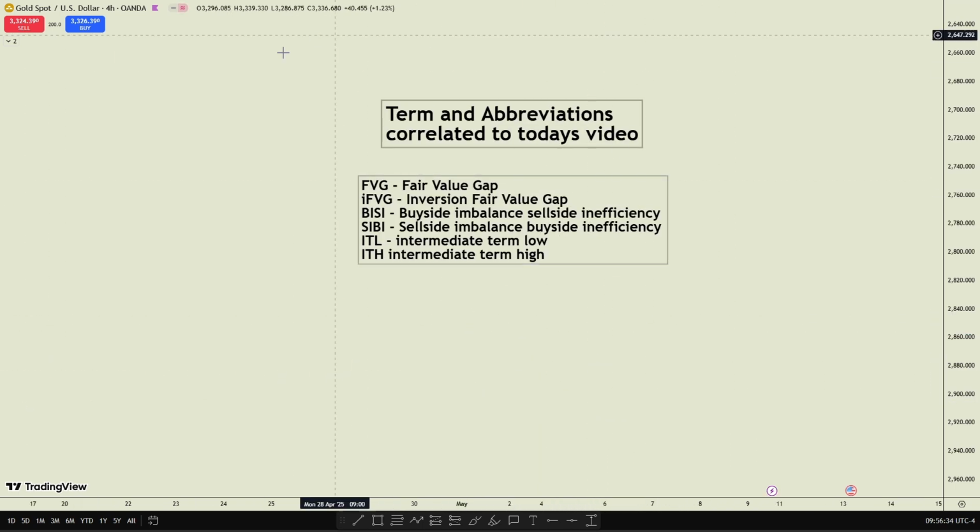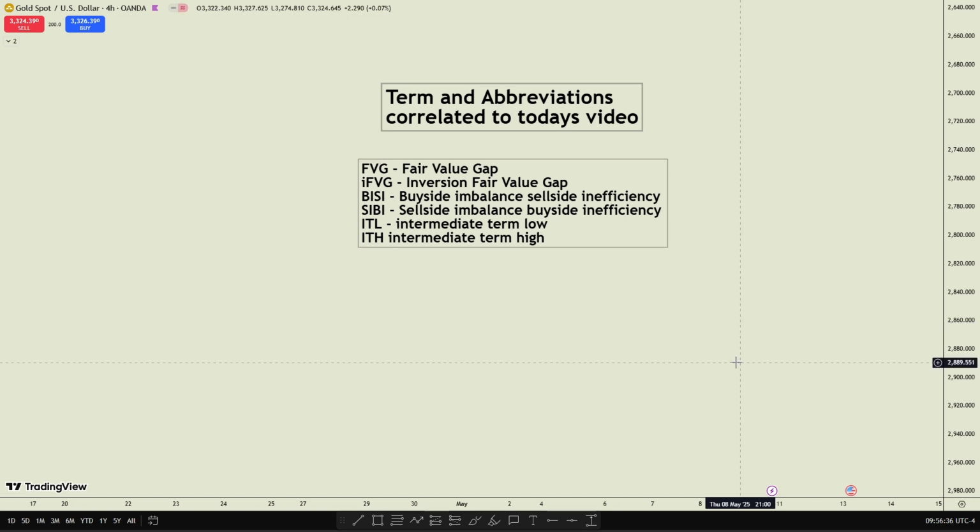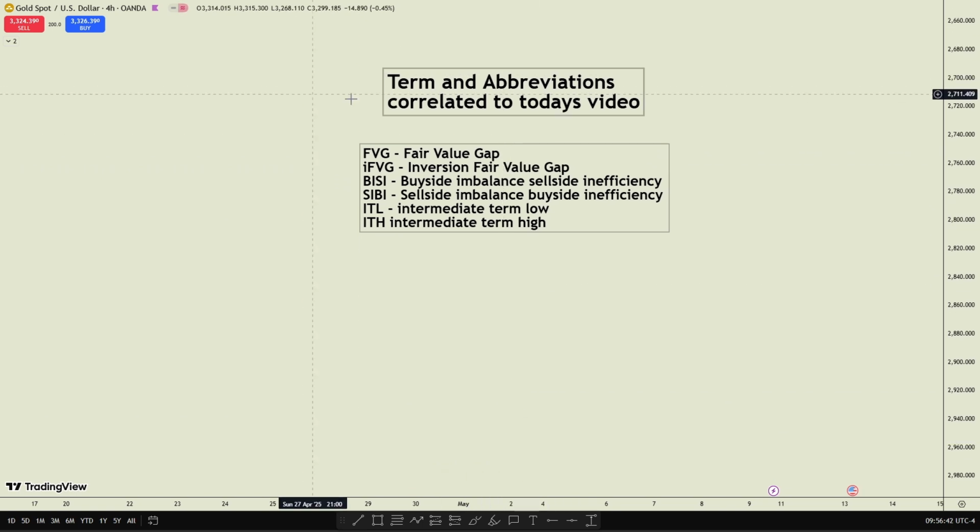Okay, so I'm just going to be going over the terms and abbreviations for today's video, just so you guys don't get confused. So fair value gap, this is just a normal fair value gap that I've been going over. The inversion fair value gap is once the normal fair value gap gets a candle closure disrespecting it. The buy side imbalance, sell side inefficiency is basically a bullish fair value gap where you'll be buying from. And a sell side imbalance, buy side inefficiency is the exact same thing, except it's just a bearish fair value gap. Now you don't need to call them these. I just learnt these. It's just a very posh way of saying fair value gap. It's not needed, but if you want to call them that, then you can.